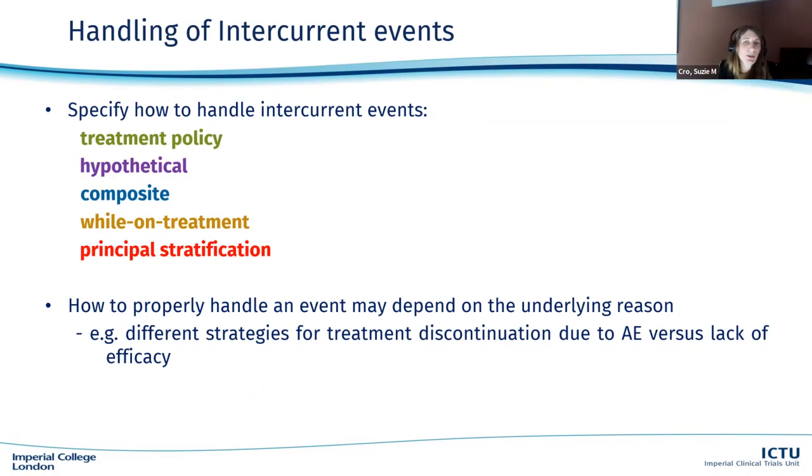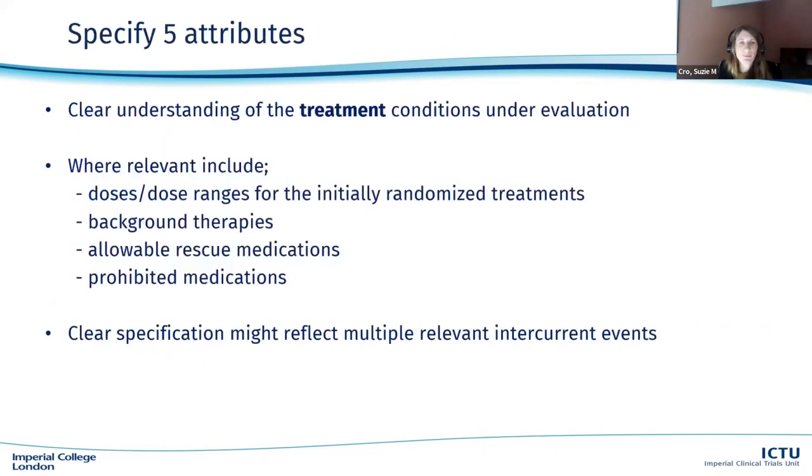And at this point, it might become clear that how to properly handle an event might also depend on the underlying reason. For example, different strategies for treatment discontinuation due to adverse events versus lack of efficacy. So some separating out of different types of event might be useful here. Now, of course, the most appropriate strategy for each intercurrent event will be entirely context specific. So I'm afraid I can't give any further universal guidance here.